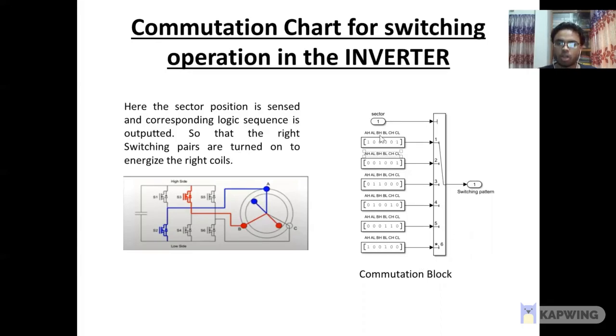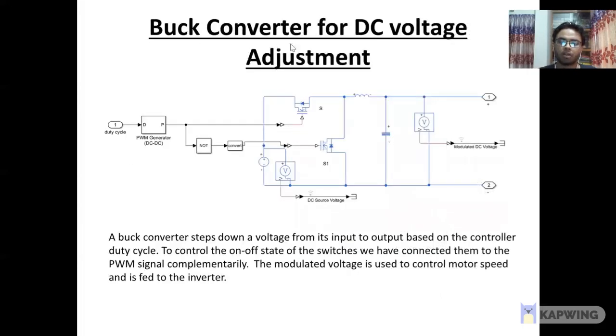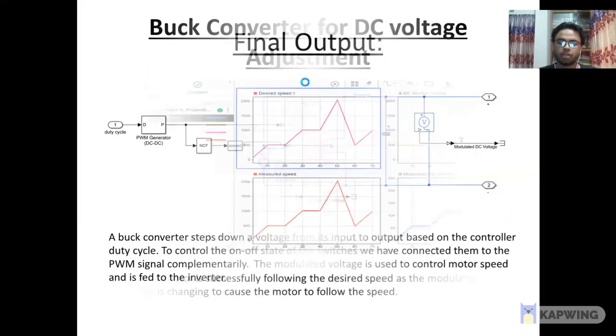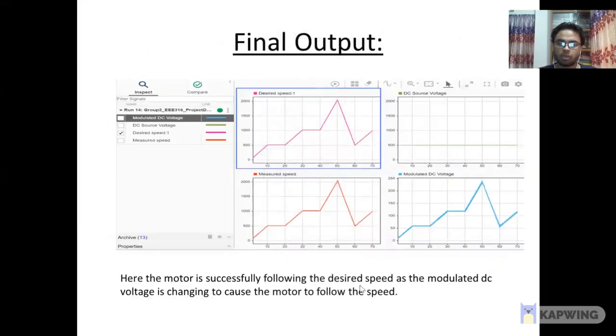This is the commutation block of our project. Buck converter for DC voltage adjustment. A buck converter steps down a voltage from its input to the output based on the controller duty cycle. To control the on-off state of the switches, we have connected them to the PWM signal generator complementarily. The modulated voltage is used to control the motor speed and is fed to the inverter. Final output: here the motor is successfully following the desired speed as the modulated DC voltage is changing to cause the motor to follow the speed.